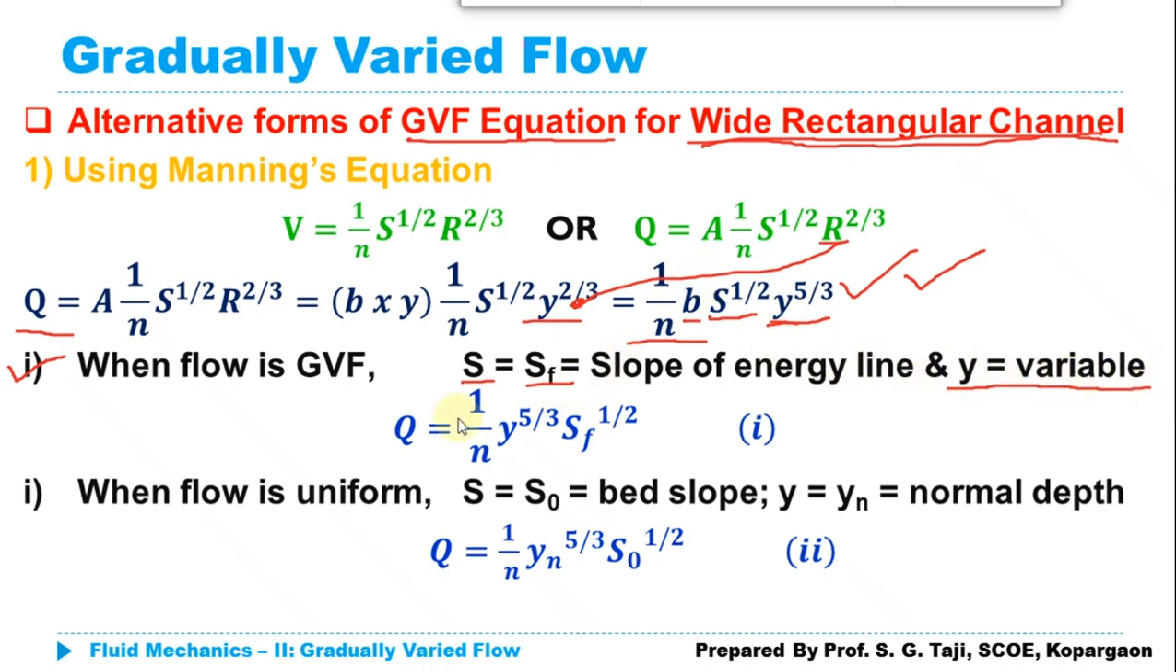In that case, this equation can be simply written as Q is equal to 1 upon n multiplied by y raised to 5 by 3 multiplied by S_f raised to 1 by 2. Just give this equation as equation number 1.